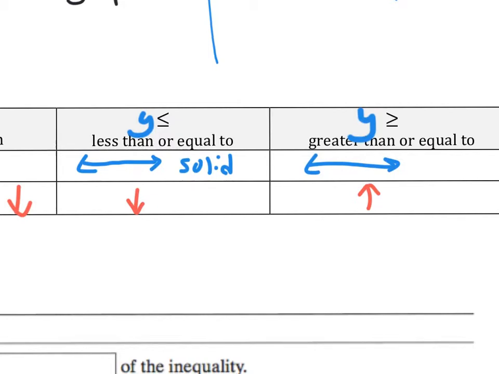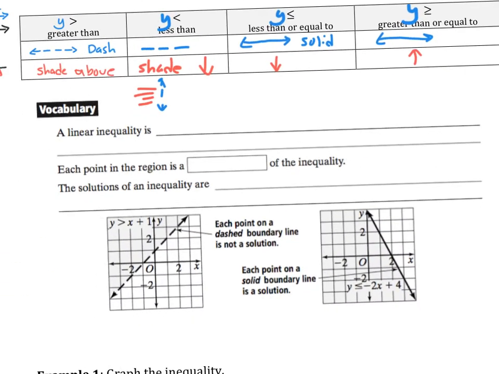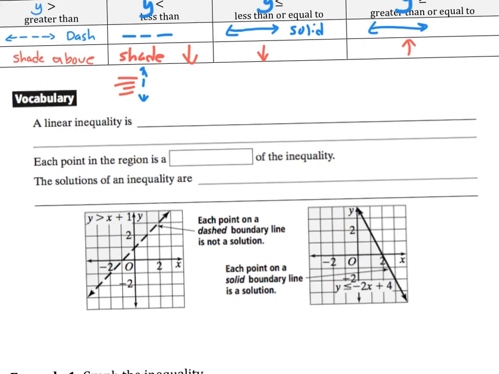So we're going to do a hybrid. Effectively, we're learning nothing new. All we're doing is integrating two concepts you've already looked at. So let's practice after we look at some vocabulary.